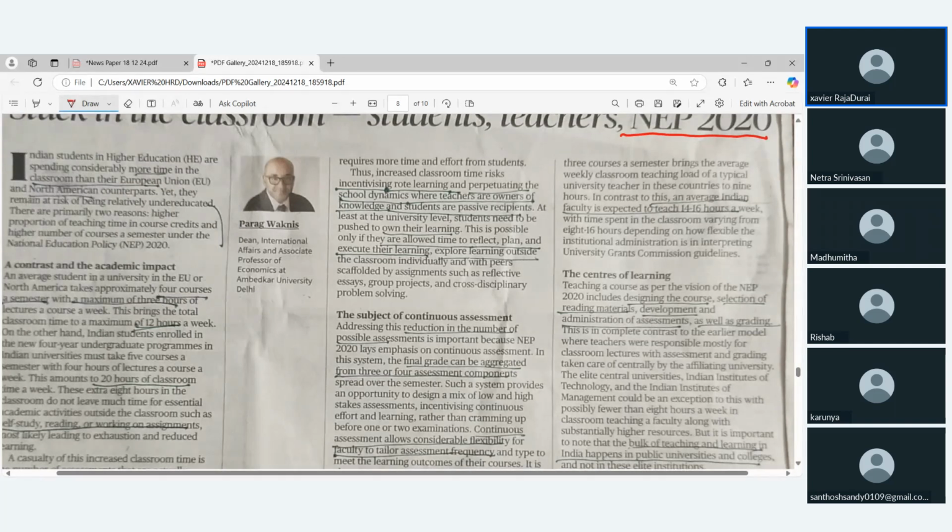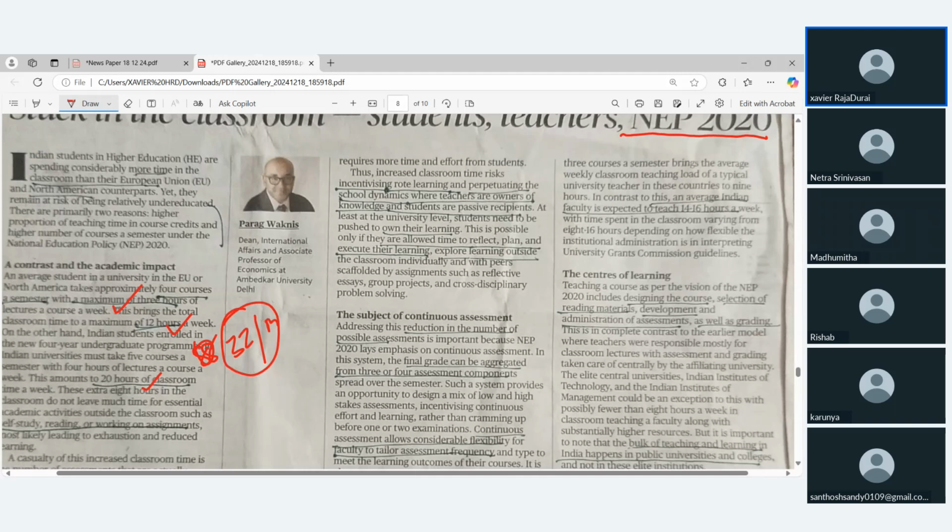In North America and the European Union, it is approximately 4 courses a semester, maximum 3 hours a lecture. Only 3 hours a week per course, so it comes to 12 hours. But in India students are inside for 20 hours. Around 32 hours per month. So they can use this time for many other purposes.